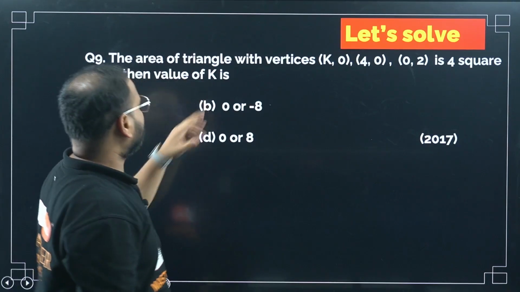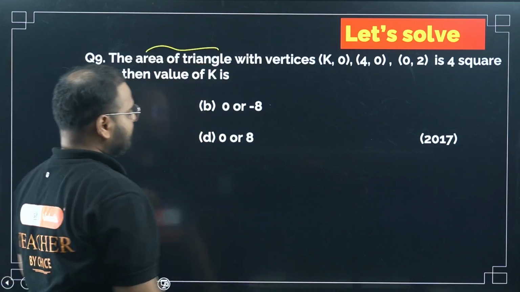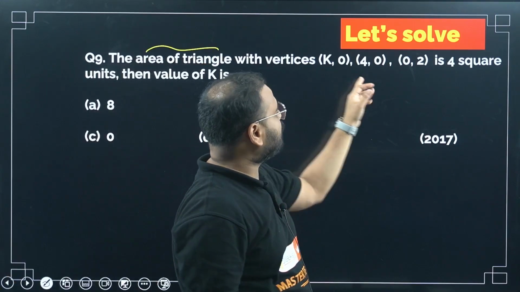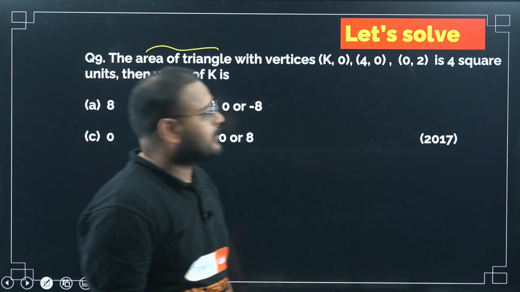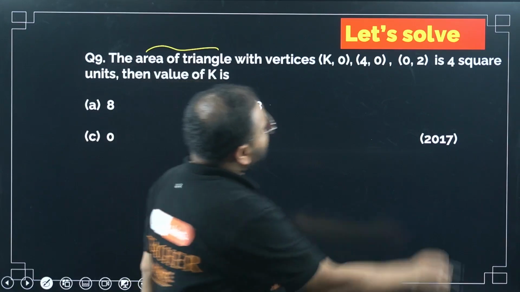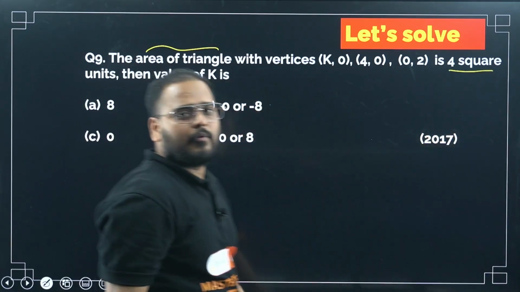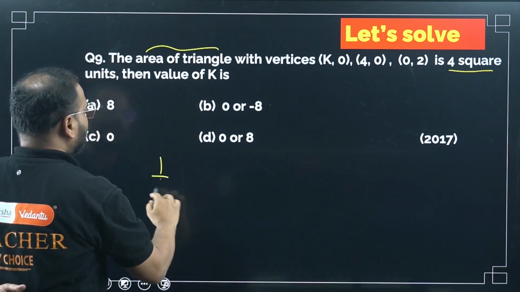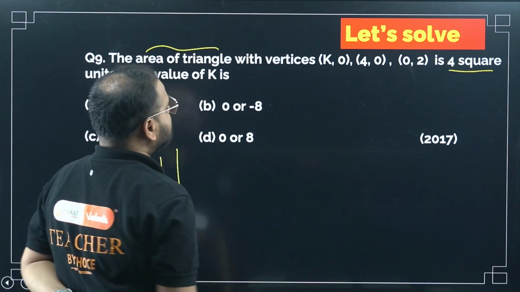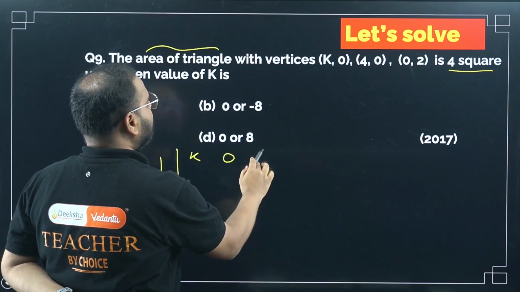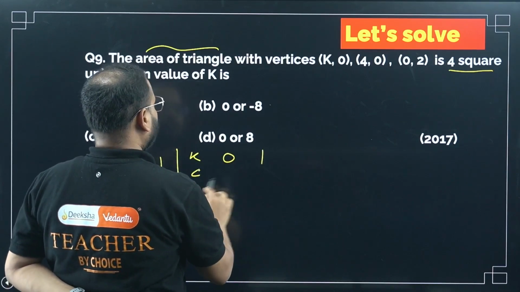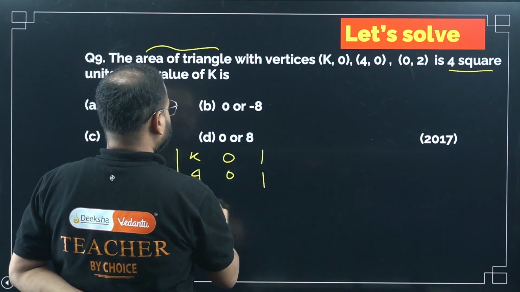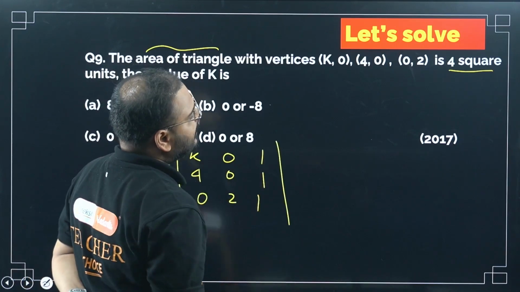Excuse me. Area of triangle, you have to find it out. Given the vertices are K0, 4, 0, 0, 2. Okay. Area is also given 4 square unit. What is the area of a triangle in the form of determinant? We all know 1 by 2 times of. We'll add the vertices. So first K0, 1. Next is 4, 0, 1 and 0, 2, 1. Okay. What is it?